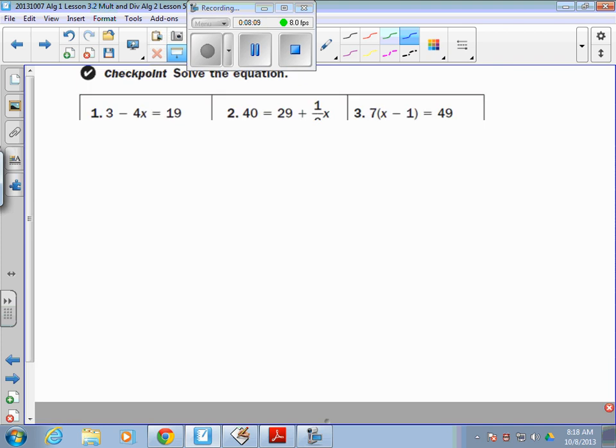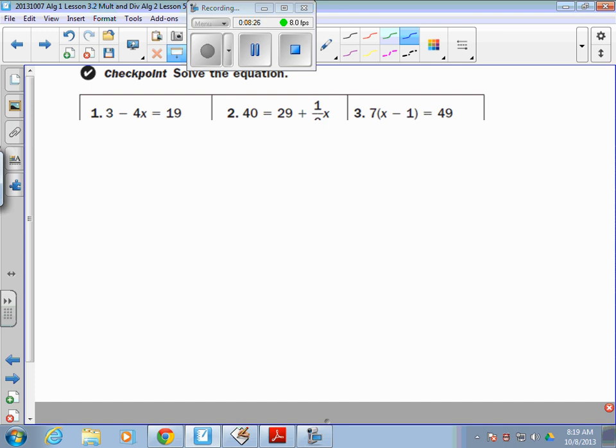And we have a bunch of checkpoint problems. Again, think about simplifying entire sides and then move things across the equal sign. So 3 minus 4x equals 19.